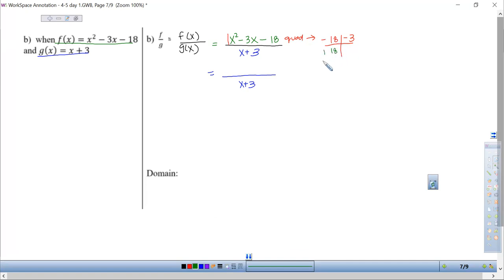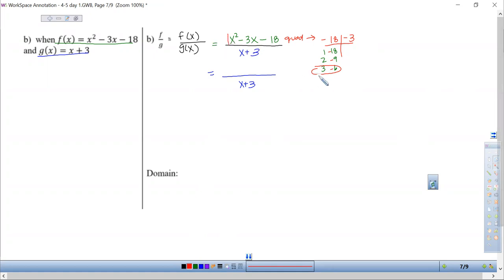I have 1 and 18, I have 2 and 9, or I have 3 and 6. Those are all the factors of negative 18, or of 18. Since my sum needs to be negative, that tells me the larger number needs to be negative. So the pair that works is the 3 and negative 6.